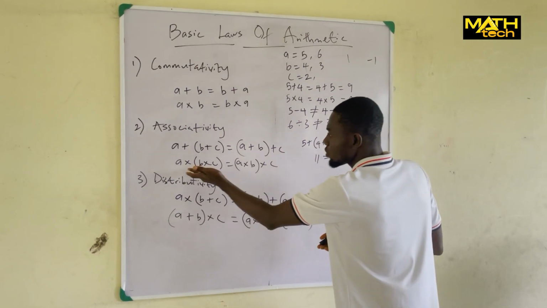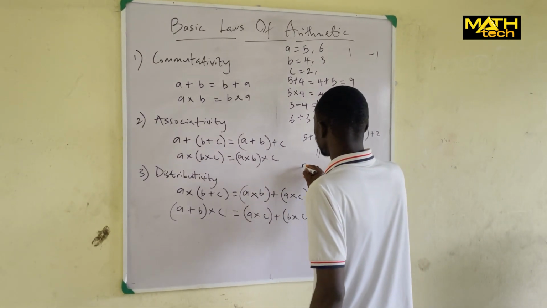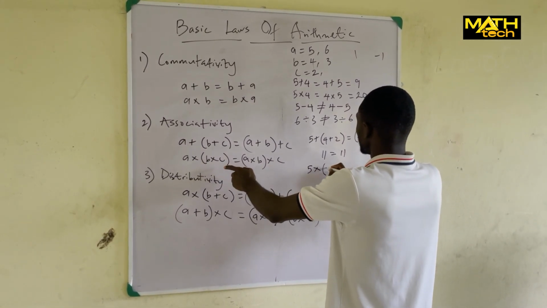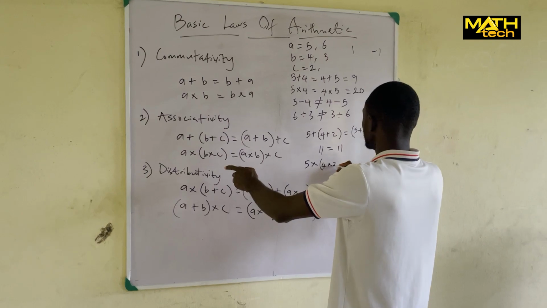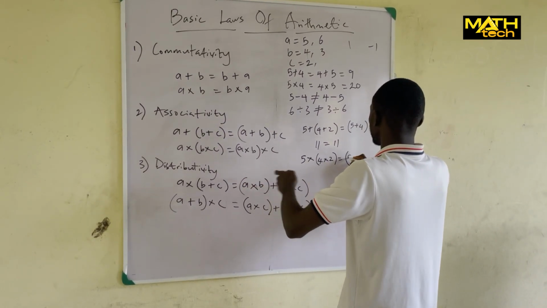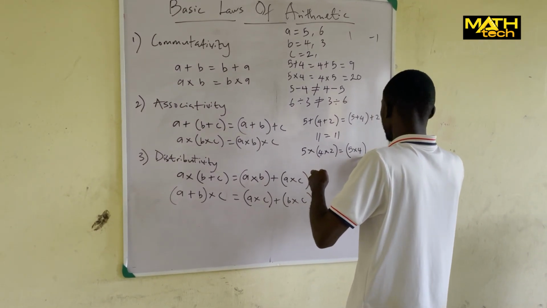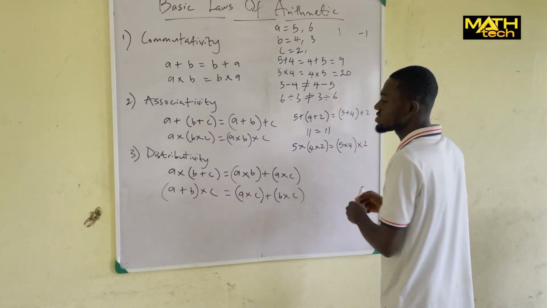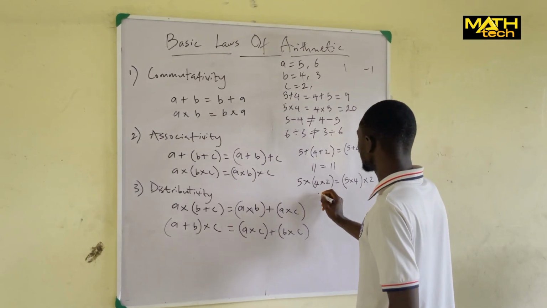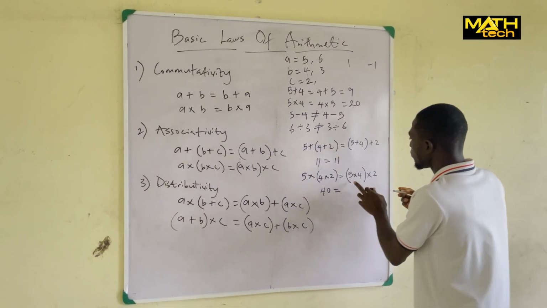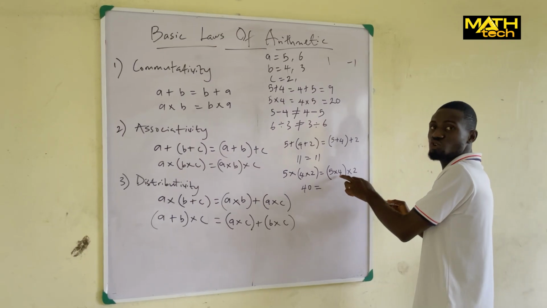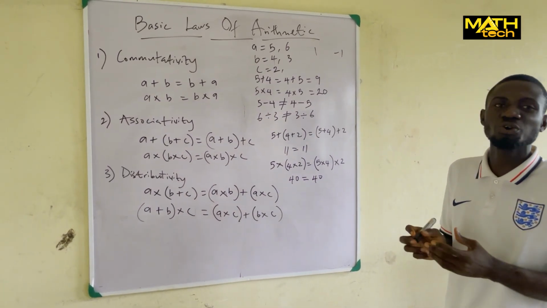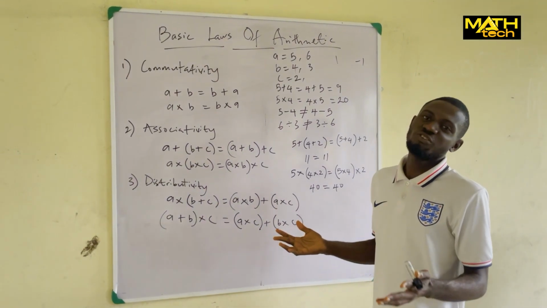And let's go also for the multiplication. We say 5 times bracket 4 times 2 equal to bracket 5 times 4 bracket times what? 2. So 4 times 2 is what? 8. 5 times 8 is what? 40. Now 5 times 4 here is what? 20. 20 times 2 is what? 40. And 40 is equal to 40. This is like the easiest way of explaining it.